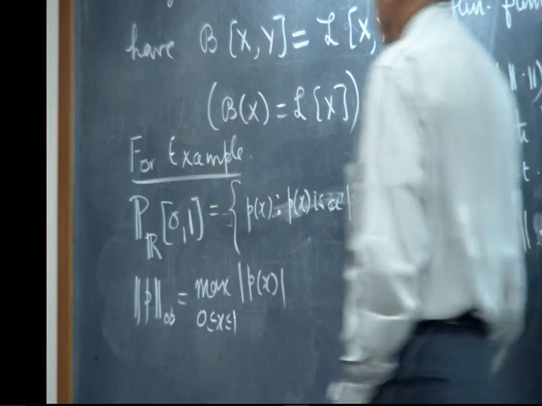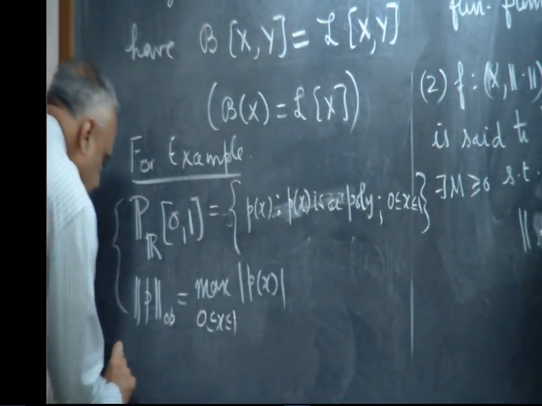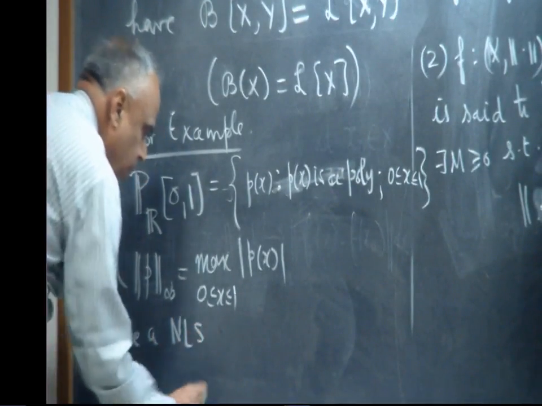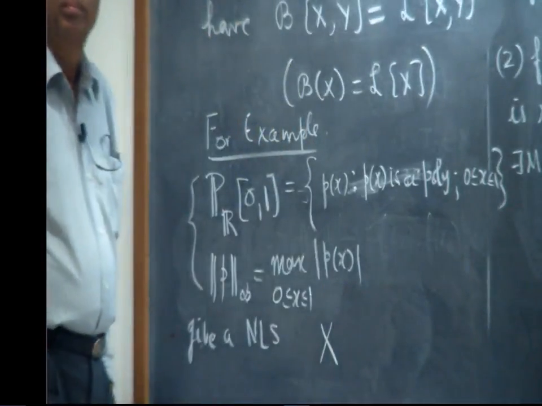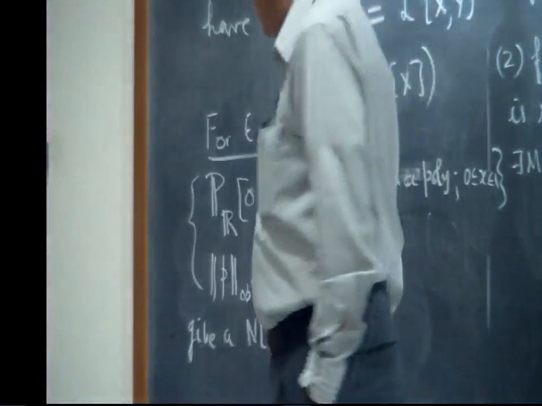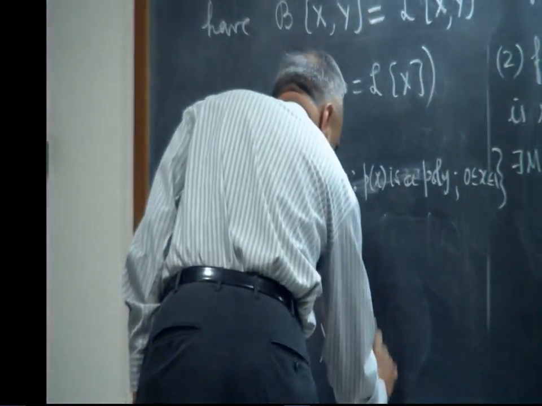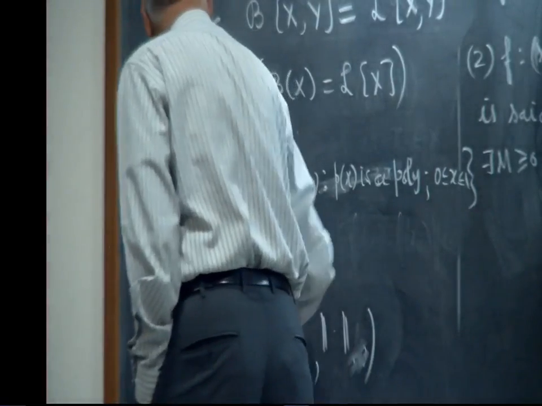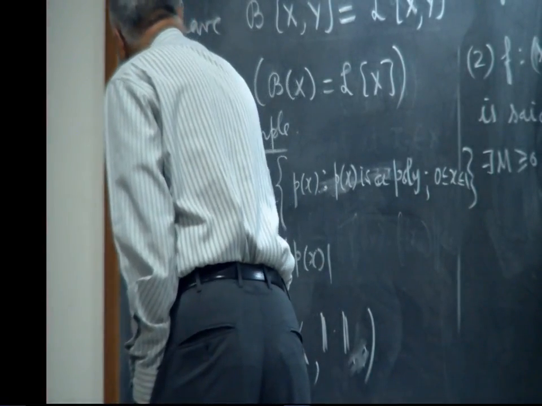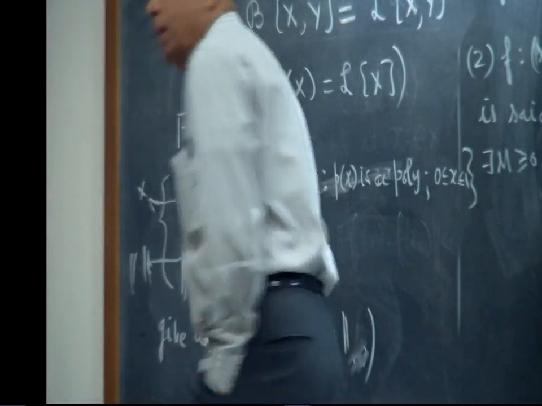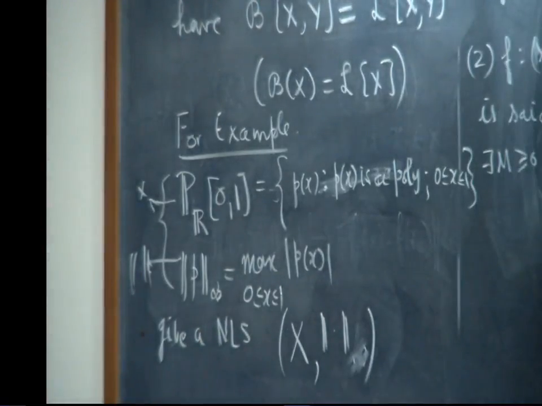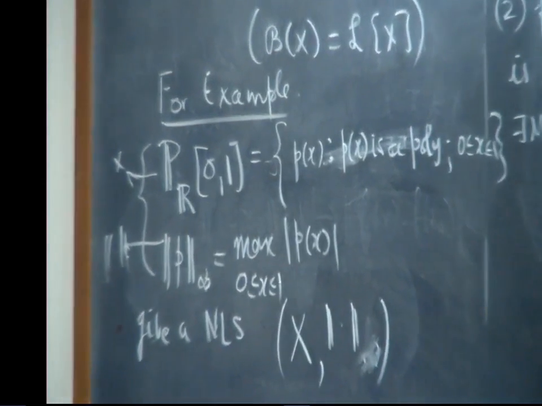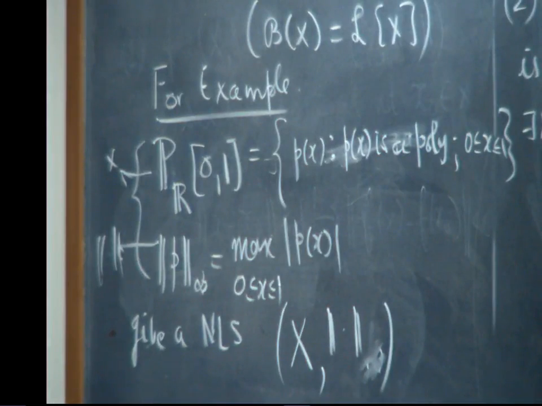Okay. So, these two together give us a normed linear space and we call that X. Okay. So, we have a normed linear space X with norm infinity. I will just call it norm. This is my X and this is the norm. So, I have the X and the norm, so I got a normed linear space. It is a linear space because the sum of two polynomials is a polynomial and so on and so forth. There is no problem about that.